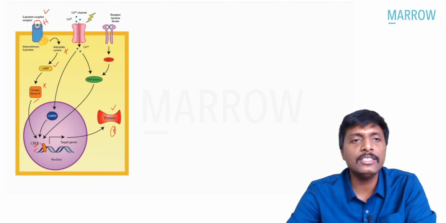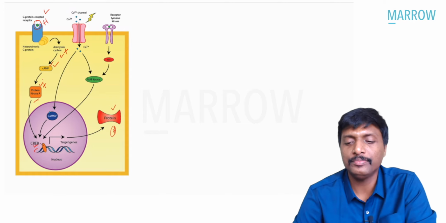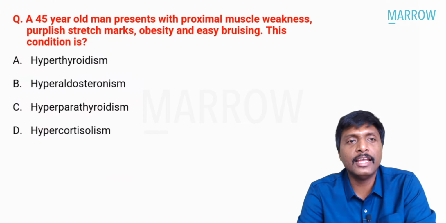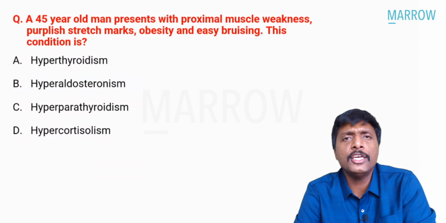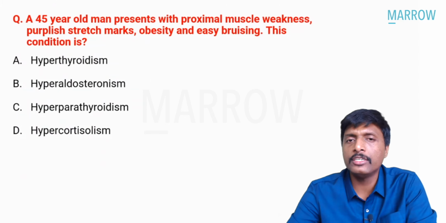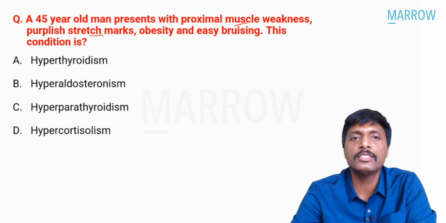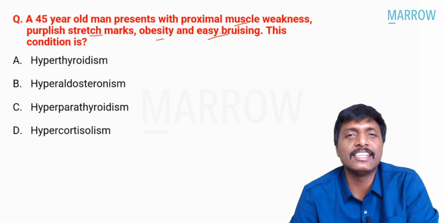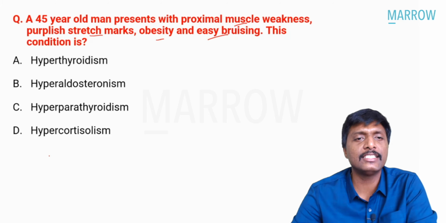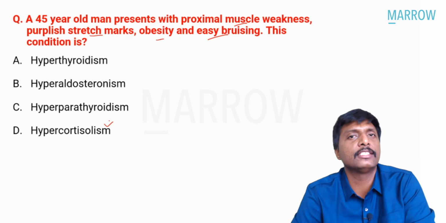So, what is the sequence? Adenyl cyclase, cyclic AMP, protein kinase A sequence. Simple. Now, the next question. A 45-year-old man presents with proximal muscle weakness, purplish stretch marks, obesity, and easy bruising. What is this condition? Immediately you can answer, this is hypercortisolism.